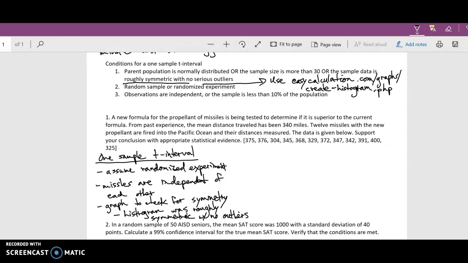Now we need to know the sample size, and I'm using the letters and abbreviations from our bookmark that's going to help us figure out what our t-interval is. So this is 12, our mean is 356.167, and our standard deviation is 28.784. I'm going to show you how to find these guys.